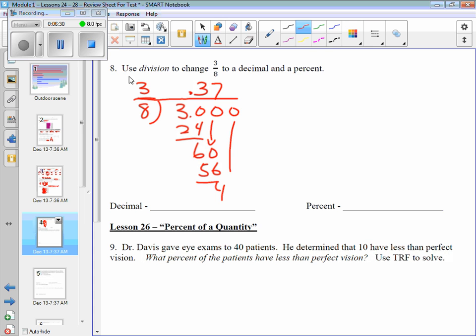Still not done because it's got to terminate or repeat. 8 into 40 is 5. You wind up with 0.375 as your decimal. Who remembers what the rule is for changing a decimal to a percent? Correct. The decimal leaps twice to the right, and then you add your percent symbol.